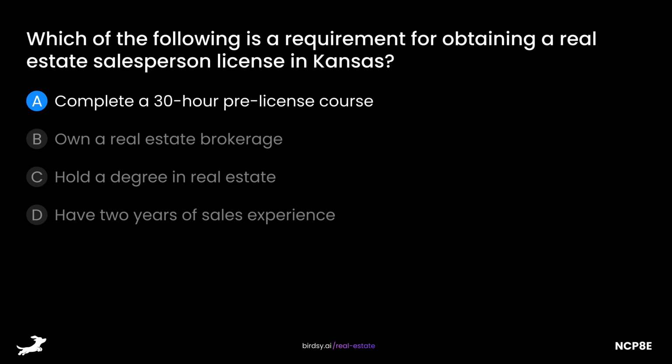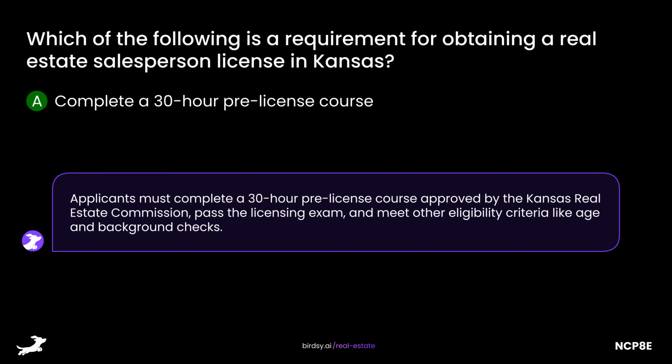Is it A, complete a 30-hour pre-license course, B, own a real estate brokerage, C, hold a degree in real estate, or D, have 2 years of sales experience? The answer is A, complete a 30-hour pre-license course. Applicants must complete a 30-hour pre-license course approved by the Kansas Real Estate Commission, pass the licensing exam, and meet other eligibility criteria like age and background checks.